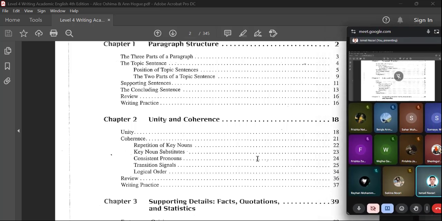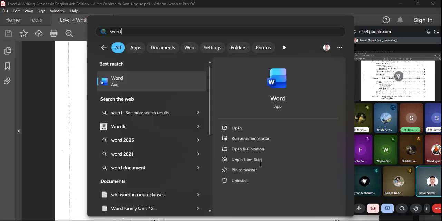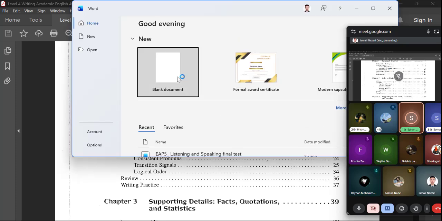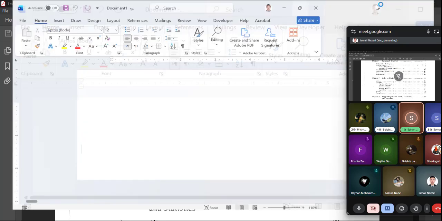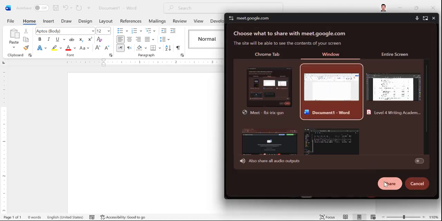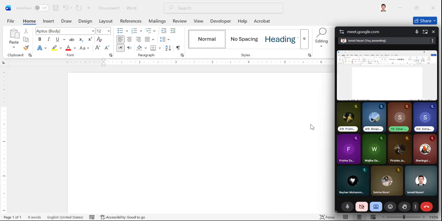So before going on to what is coherence, who can tell me the idea on what it is? First, we have Miss Sahar. Coherence is the quality of writing in which ideas are logically connected and flow smoothly from one sentence to the next. In a coherent paragraph or essay, each sentence supports the main idea and is clearly related to the sentence around it. Okay, very good.